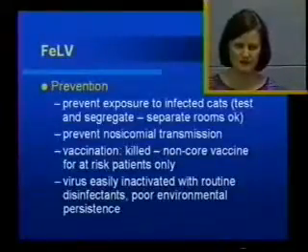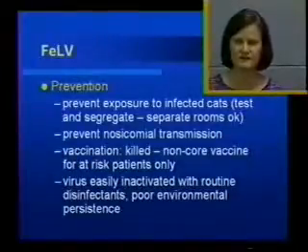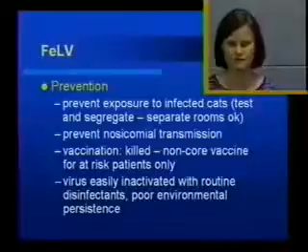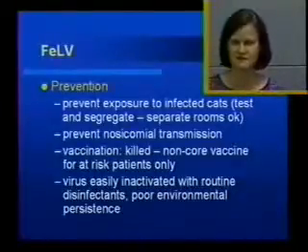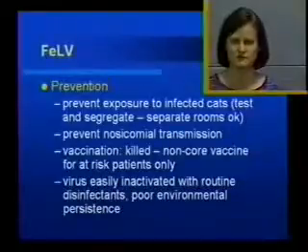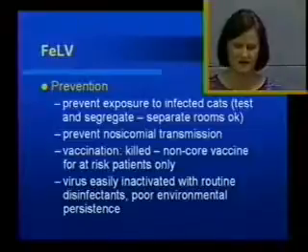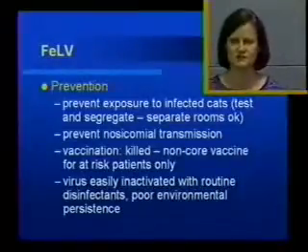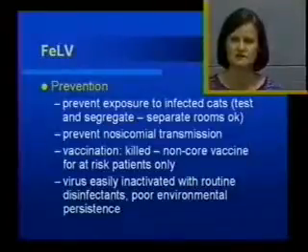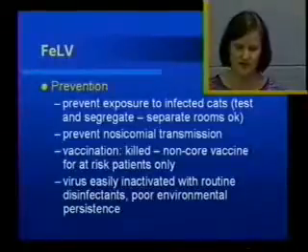Prevention is best made by preventing exposure to infected cats. If we have infected cats in a household, we can effectively quarantine those cats by putting them in a separate room. It's not necessary to wash hands or change clothing while coming out of the rooms because it does require direct cat-to-cat contact. We want to prevent nosocomial transmission, which is transmission of this virus in the hospitals, so we should never reuse needles or surgical instruments without sterilizing them first between cats.